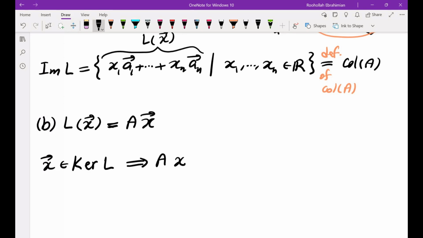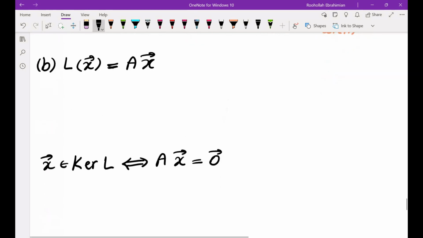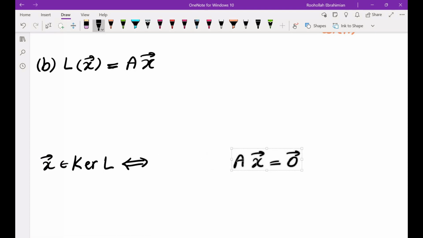Let's write it down this way. So this is in the kernel if and only if AX is 0. If you make sure that everything that you're writing down is reversible, then you can show both inclusions at the same time. Okay, so we're going to start from x in the kernel. That is equivalent to AX being 0. That's just because by definition, this is equivalent to saying L of x is 0, and just replacing L of x by AX, we get AX is 0.